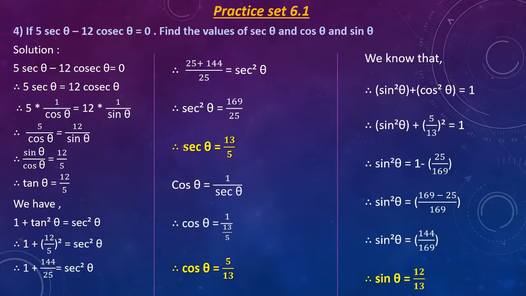Now by taking square root on both the sides of this equation we get sin theta is equal to 12 upon 13. So we have found out all the three values, that are sec theta is equal to 13 upon 5, cos theta is equal to 5 upon 13 and sin theta is equal to 12 upon 13.